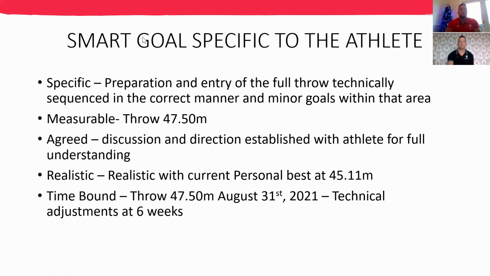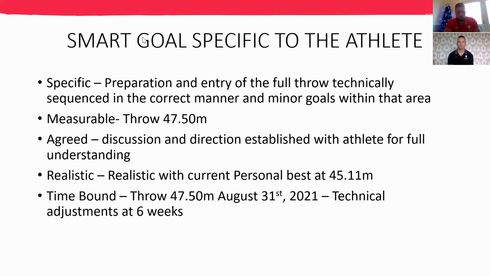So we have a measurable: the distance I'd like him to throw next year is 47.50. It's agreed, a discussion, and the direction is established with the athlete for the athlete's understanding. Why are we working on this? If he can understand why he's working on it, he's more likely to buy into it, and it's something I can better communicate with him, something he can go away and work on those drills and feel happy he's getting somewhere, and also see an end goal.